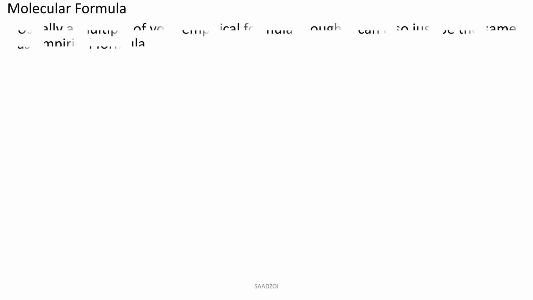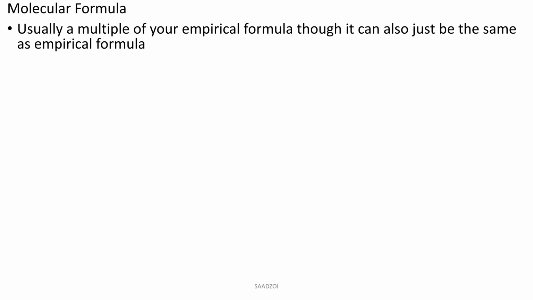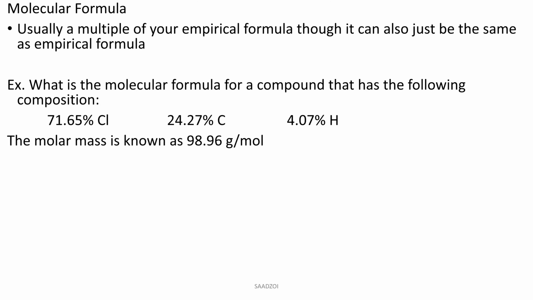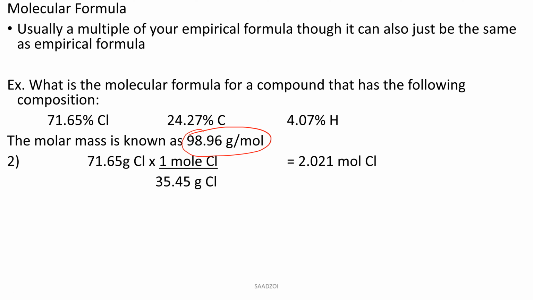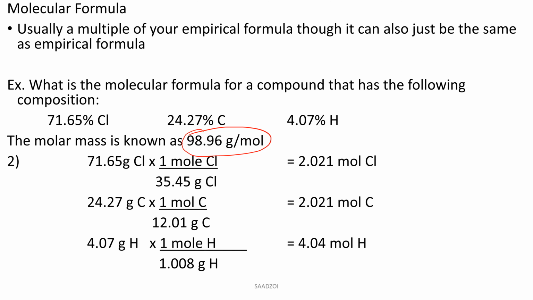All right, let's go over molecular formula. It's usually just a multiple of your empirical formula, but it can also be the same as your empirical formula in rare circumstances. So notice here the only difference is they're giving me the molar mass of this unknown chemical. So I'm going to do the same things I did a second ago for empirical formula. I'm going to take both of these to get our empirical formula. So divide by the molar mass. I get these 3 values.